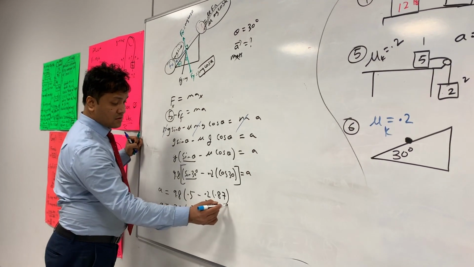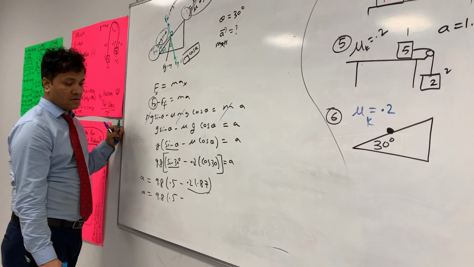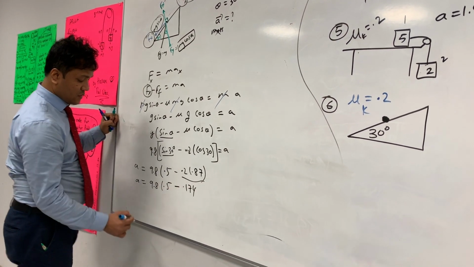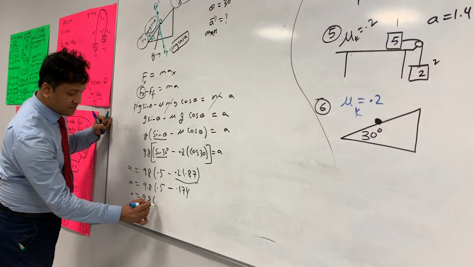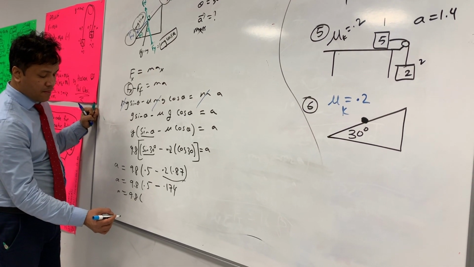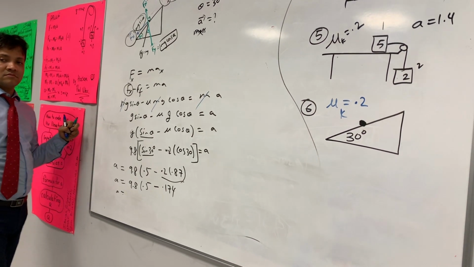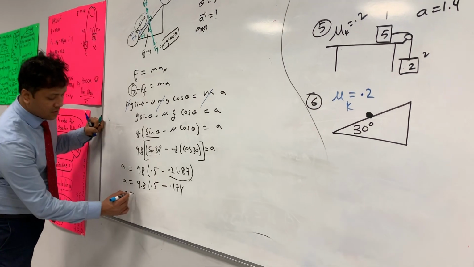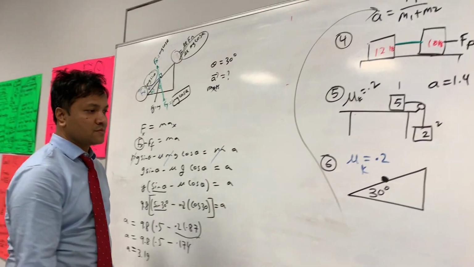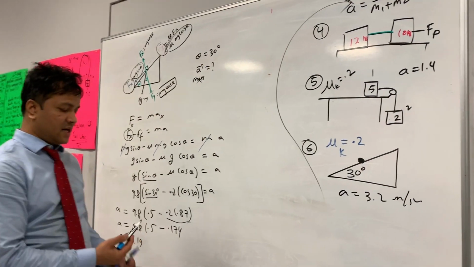Let me see. 0.2 times 0.87 is 0.174. So the acceleration is 9.8 times the quantity 0.5 minus 0.174. What is the acceleration? That's 3.19. So the acceleration of this system is 3.19, or 3.2 meters per second squared. That's how you're going to find the acceleration of this system.